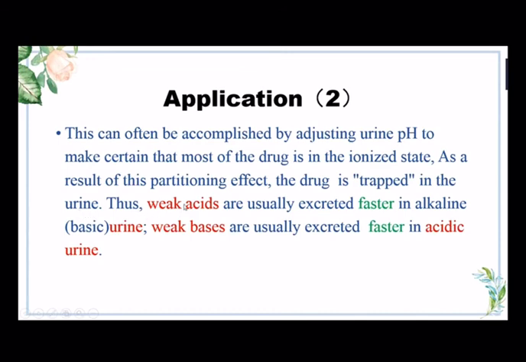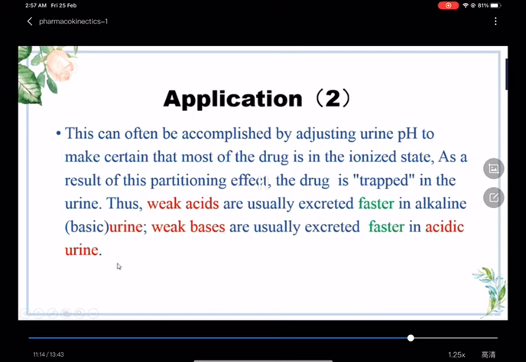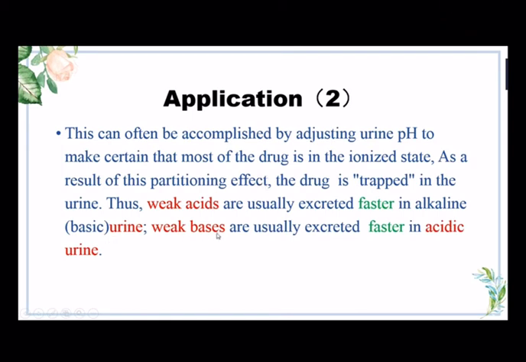Thus, weak acids are usually excreted faster in alkaline urine or basic urine. Weak bases are usually excreted faster in acidic urine.